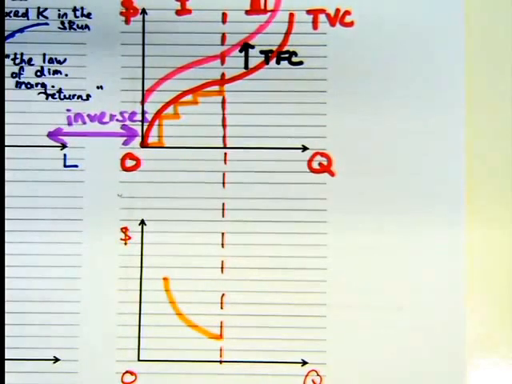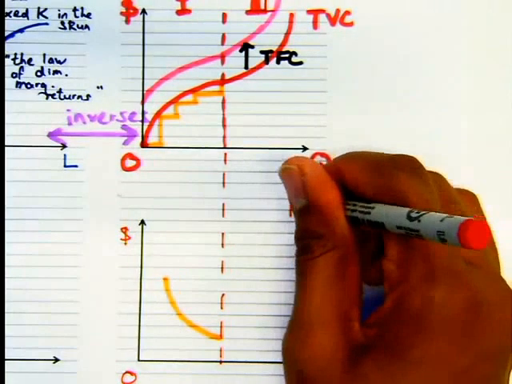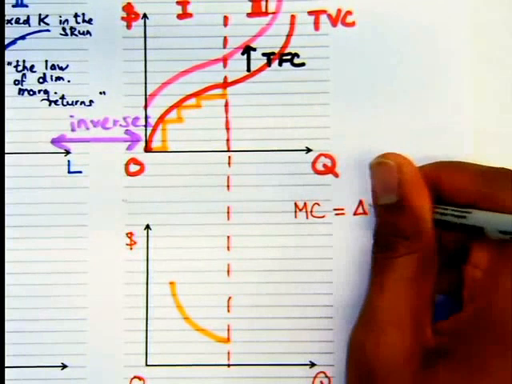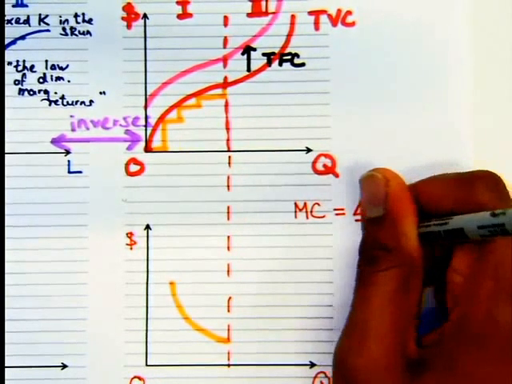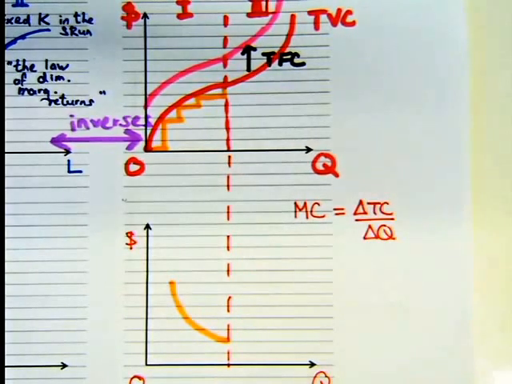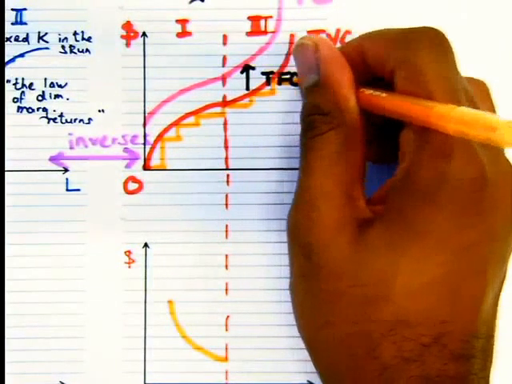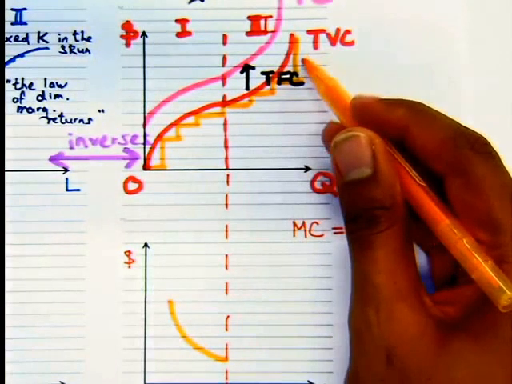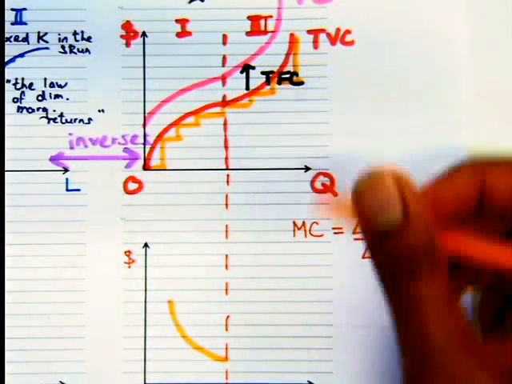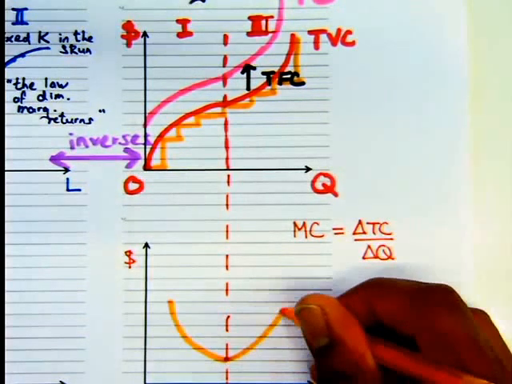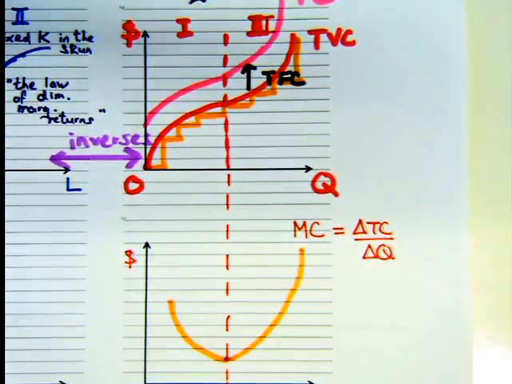Because marginal means extra. How do you calculate marginal cost? Marginal cost is the change in total cost divided by the change in quantity. What's happening to the height of these triangles? Now they're getting taller. So now the marginal cost is actually going up.